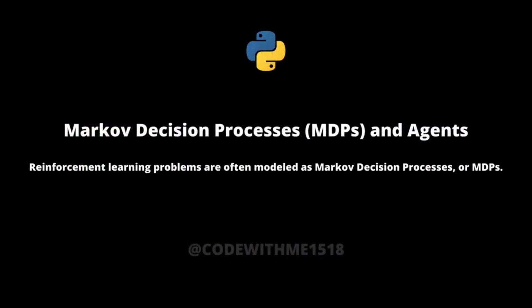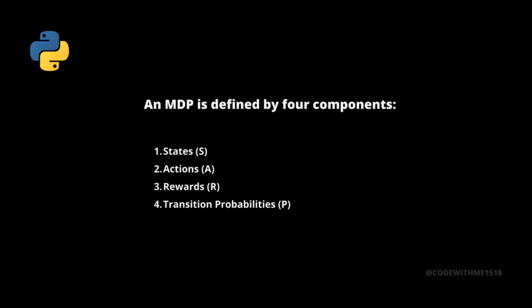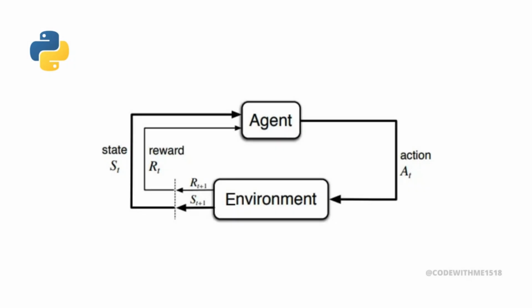Reinforcement learning problems are often modeled as Markov decision processes, or MDPs. An MDP is defined by four components: states, the different situations the agent can be in; actions, the possible moves the agent can make; rewards, the feedback the agent receives from the environment; transition probabilities, the probability of moving from one state to another, given an action.